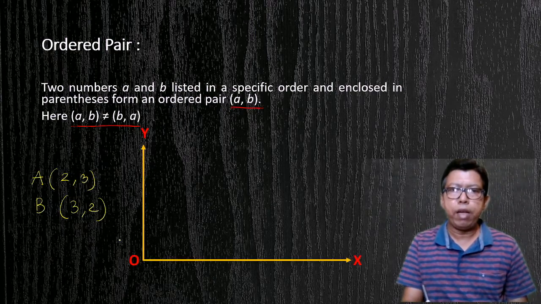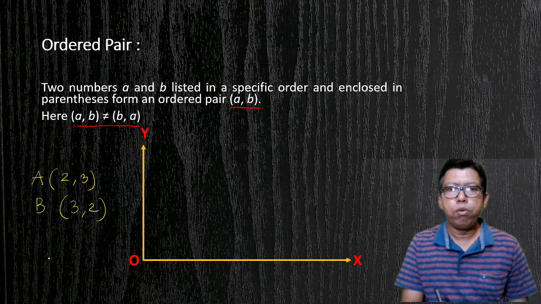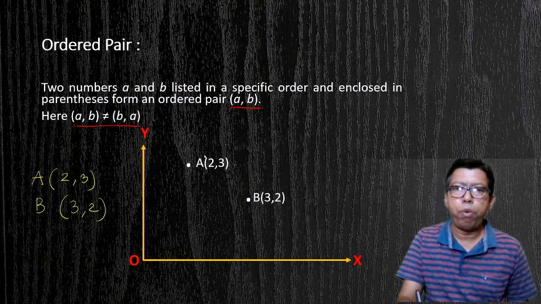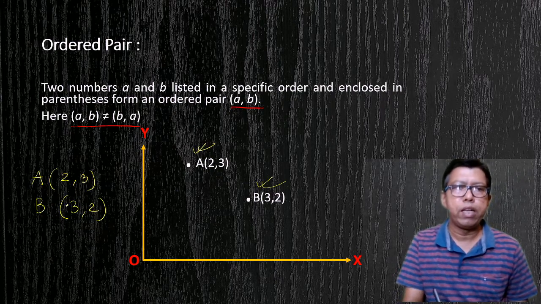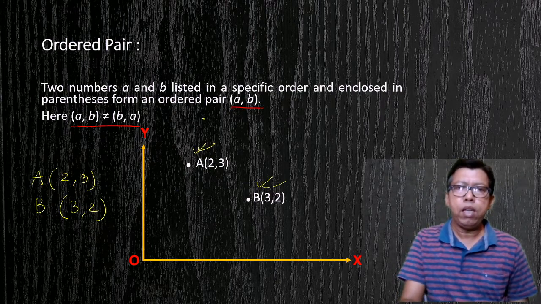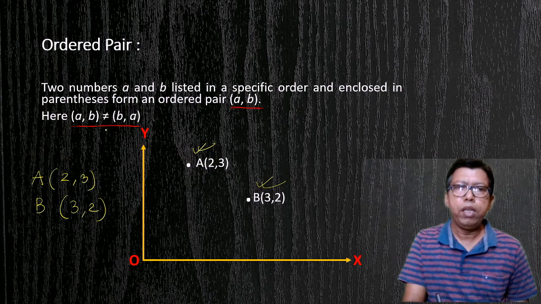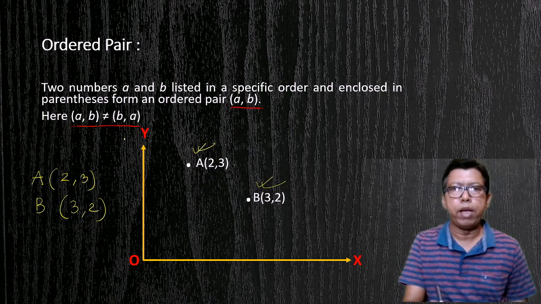Now observe carefully: if we plot these two points A and B in the Cartesian coordinate system, you will find that these two points are actually separate. So you can say that these two points are not the same. In other words, we say that (a, b) is not equal to (b, a).